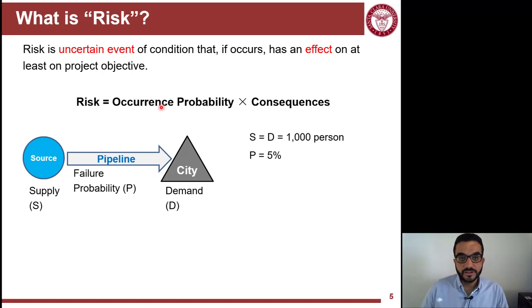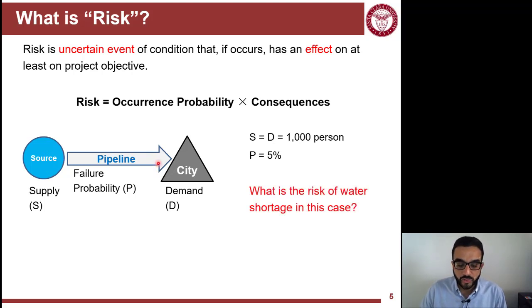So let's try first to manage something, you have to quantify it. And the general way to quantify a risk is by quantifying the two components that define a risk. It's the occurrence probability and the consequences of such a risky event. So we'll explain that with this example here. Imagine you have a city that has a demand of a population of 1,000 people, and then you have a source of water, and you're delivering water from the source to the demand by pipeline. And the pipeline has a probability of failure of 5%. Let's think of it like the probability of an earthquake where a fault of the earthquake will break the pipeline or any other similar event. So the supply is equal to the demand and there is a probability of failure of the pipeline.